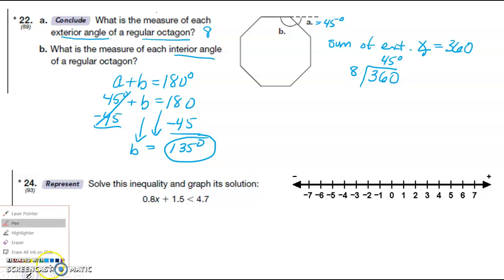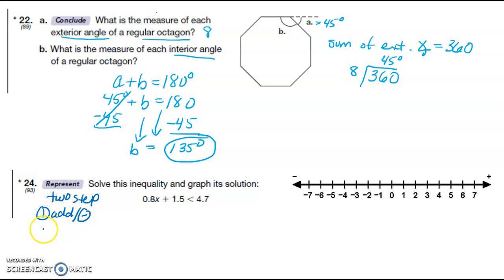Okay, let's change gears here. Solve this inequality and graph its solution. So this is a two-step problem, and we know that the first step is always add or subtract, and the second step is always multiply or divide. And I'm trying to get x by itself. So the first thing I need to do is subtract 1.5. I'm going to treat this kind of like an equals. It just comes down.